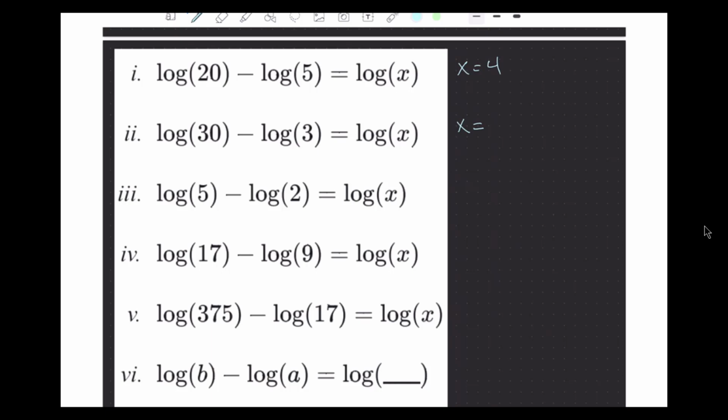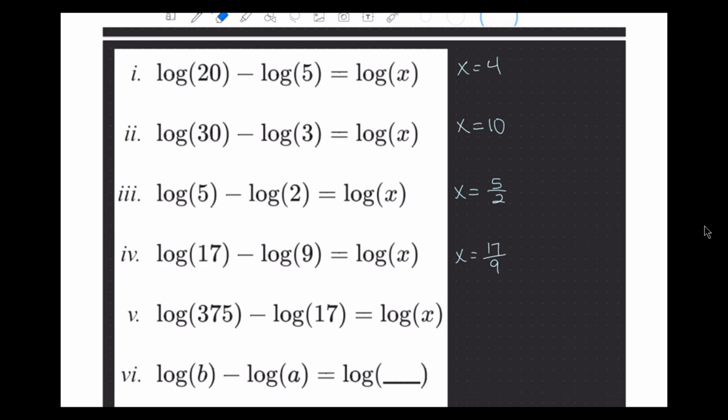It's like 10. Yeah, 10. Yeah, we good so far? What about for 3? What are we going to get? 2.5. Yeah, or 5 halves, right? Either way, yep. What about for 4? 17 over 9. 17 over 9, yep, exactly. What about for number 5?